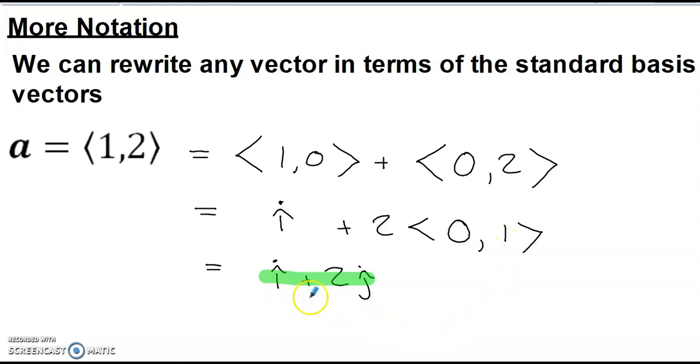And if I wanted to express the initial vector in terms of the standard basis vectors, what you see highlighted here at the bottom is how that's done. You don't obviously have to go through this sequence every single time.